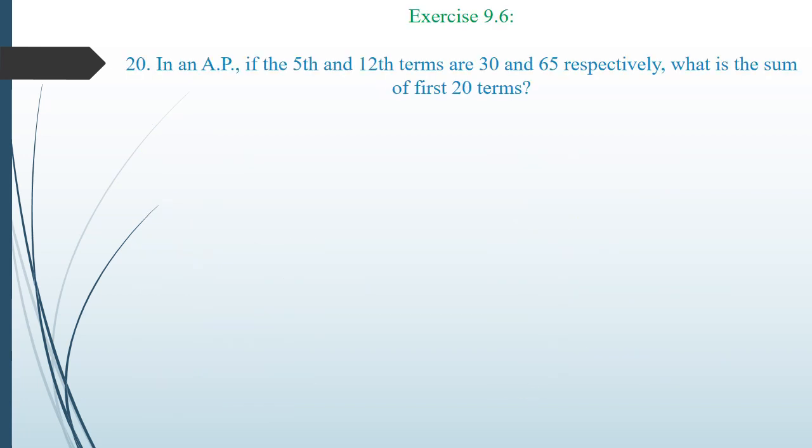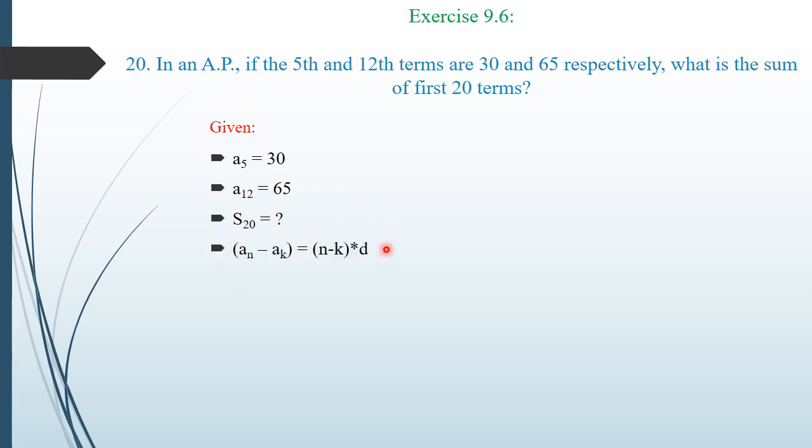Coming to the last question of this video, that is question number 20, which says in an AP, if the fifth term and 12th terms are 30 and 65 respectively, what is the sum of first 20 terms of this AP? This question is very simple. We can proceed with noting down all the given data. Fifth term is given to me, that is 30. Similarly, 12th term is also given, that is a12 is equal to 65. And he has asked us to calculate the sum up to 20 terms.